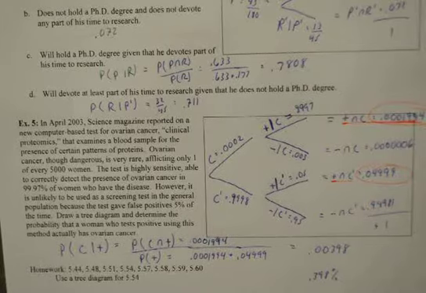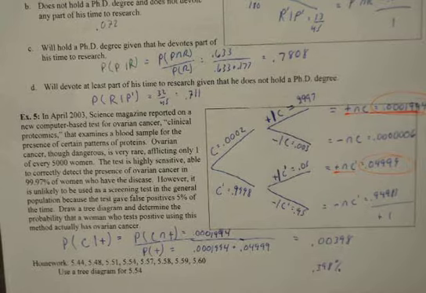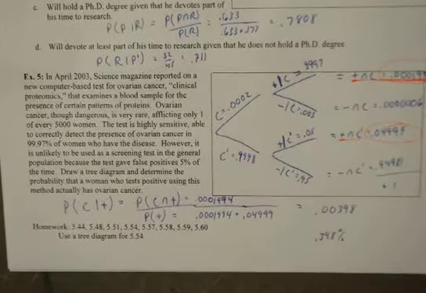That's our homework. You have the homework here. Do a tree diagram for 5.54, and the rest should be straightforward.